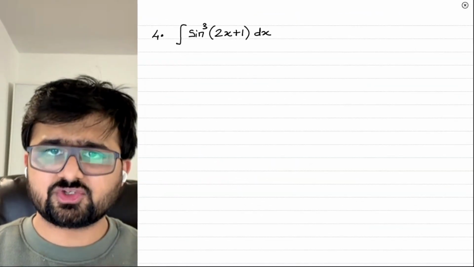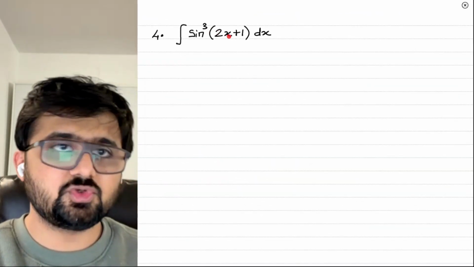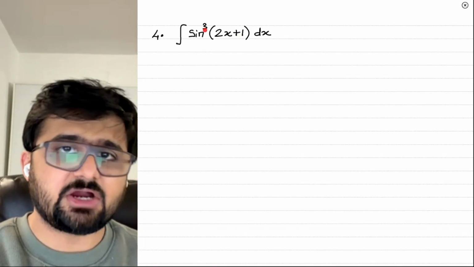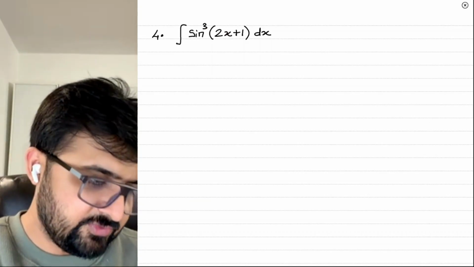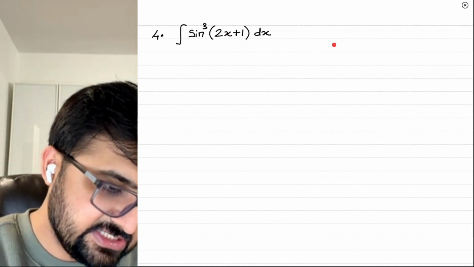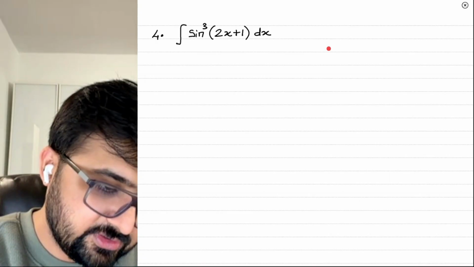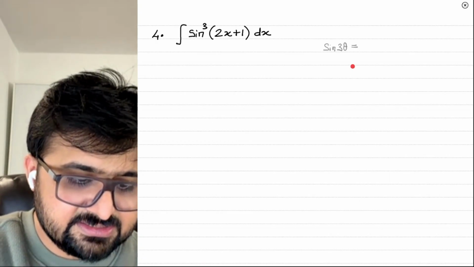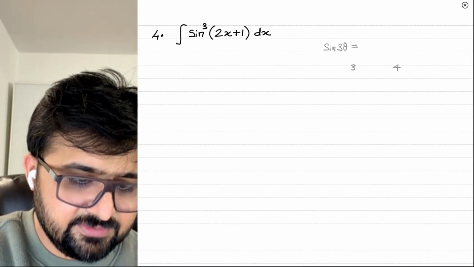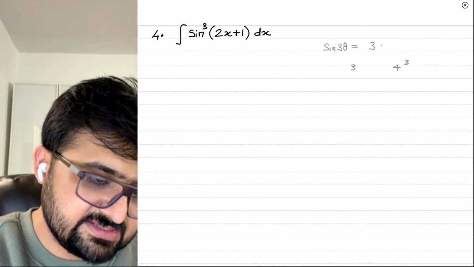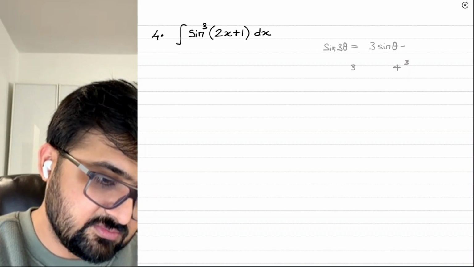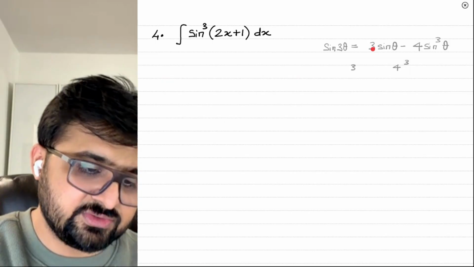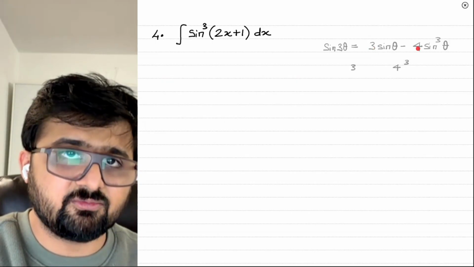All right, now let's look at question number 4. Sine cube of 2x plus 1. We need to convert this power 3 into power 1. We know the formula for sine cube theta. It starts with sine 3 theta. The formula for sine 3 theta is 3 sine theta minus 4 sine cube theta. I like to remember this as 343.